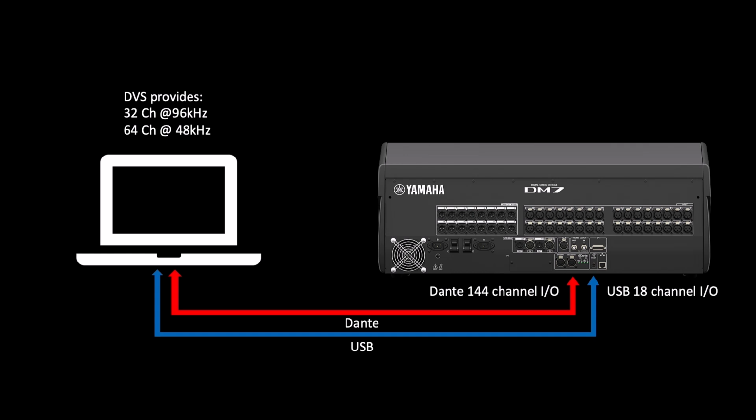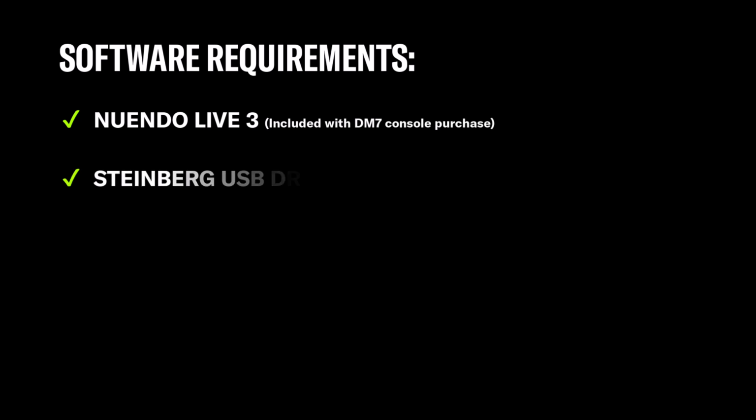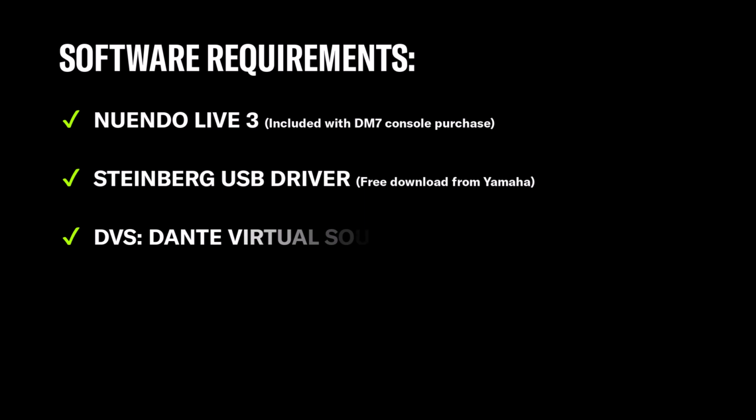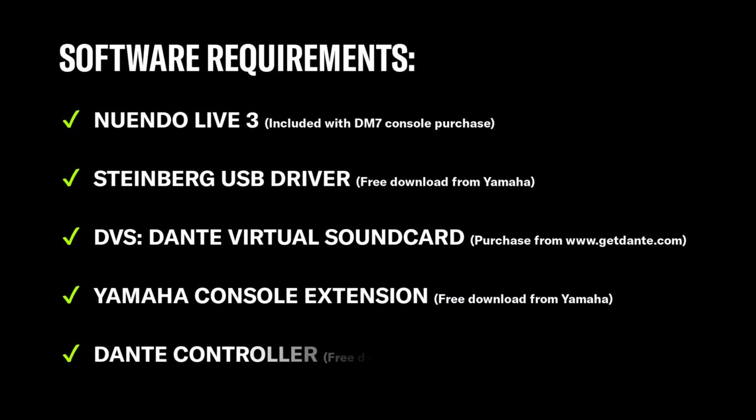In order for software integration with DM7 to work, you will need to install the following on your computer: Steinberg Nuendo Live 3, the Steinberg USB driver for USB connectivity, or the Dante Virtual Sound Card app for Dante connectivity, and the Yamaha console extension, which provides integrated transport control and auto-track import of channel names and colors into the Nuendo Live 3 software. Dante Controller is used for configuring and patching Dante devices on the network and is a free download from Audinate.